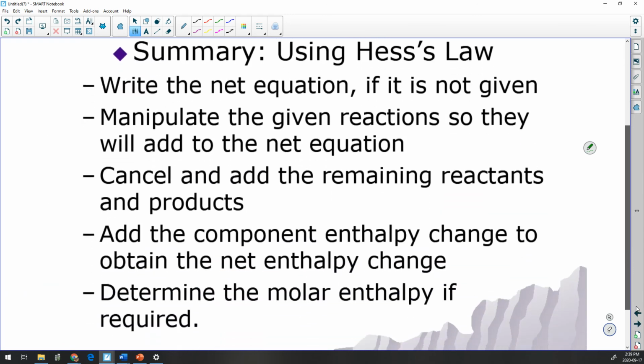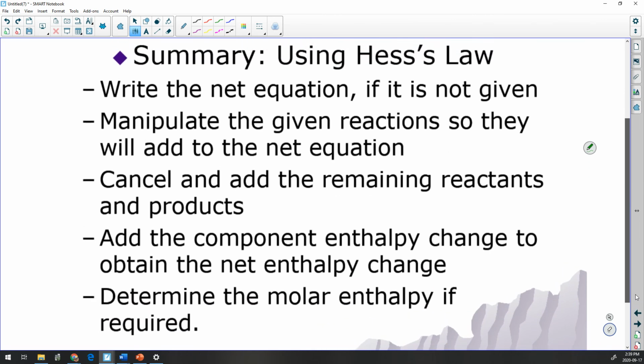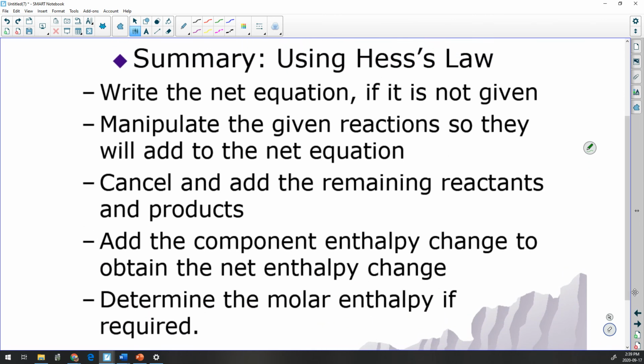Okay, so summary: write the net equation. What do you want to find the energy for? Or what do I want you to find the energy for? I can ask you to write 3 types of equations: combustion, formation, and simple decomposition. I can also describe the reaction for you, so that would be a 4th way of doing it. You are going to manipulate the reactions so they add up to the net reaction.